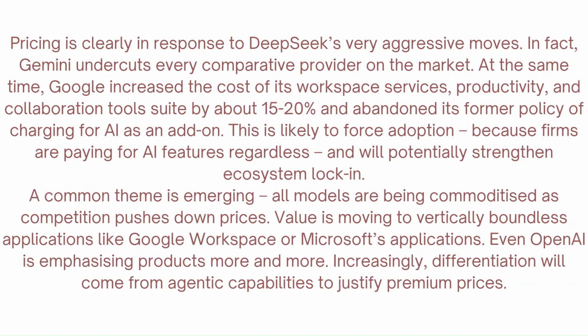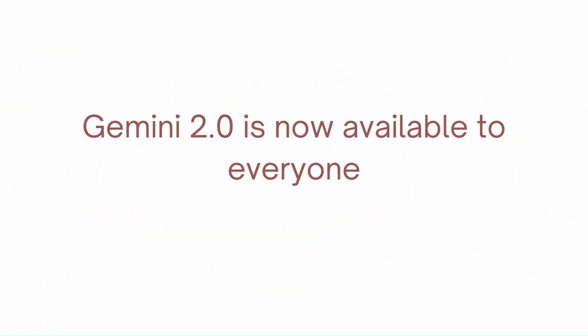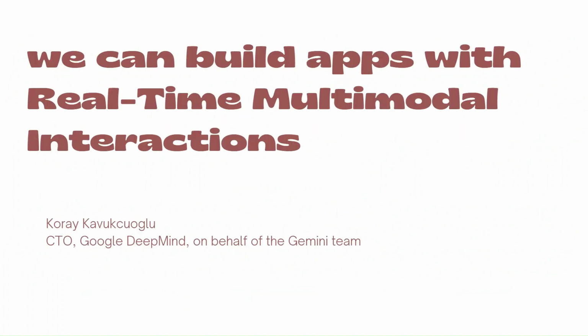Pricing is a very aggressive move here because Gemini undercut the competitive providers in the market and increased its cost, productivity, and collaboration tools, and this model has emerged as the winner when it comes to price. Even compared to the competitor, it's way ahead on pricing. And Gemini 2.0 is available for everyone. And if you want, I'm gonna show you how to use that as well. And we can build apps with real-time multimodal interactions.